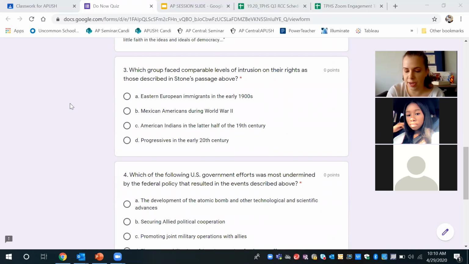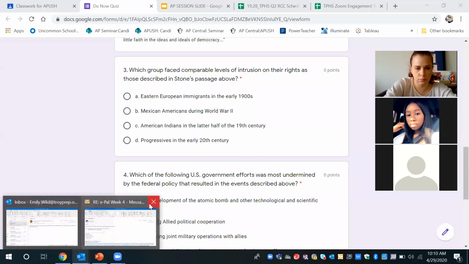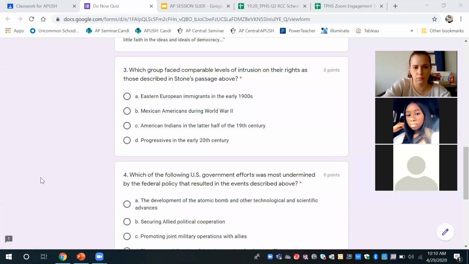Okay, number 3. What is the correct answer, Isis? Well, I picked the wrong one for this one. At first I had A, but then I changed it to C. And why do you think C is the correct answer now that you've seen it? Because American Indians had the Indian Removal Act, right? And then they had the Dawes Act and stuff where they pushed them off their land. So they had higher levels of whatever that is.